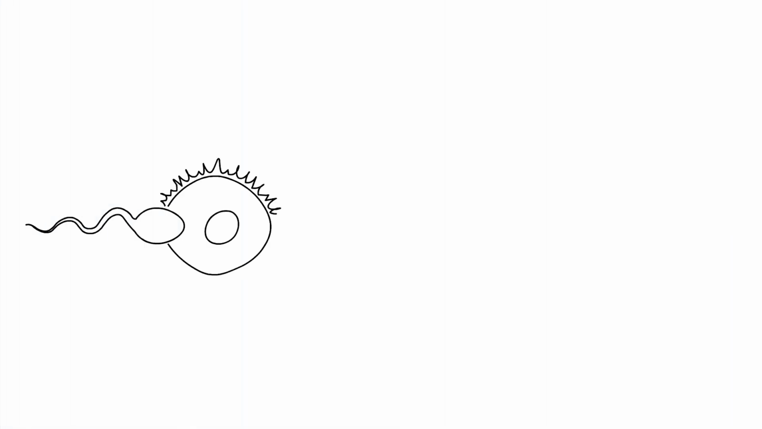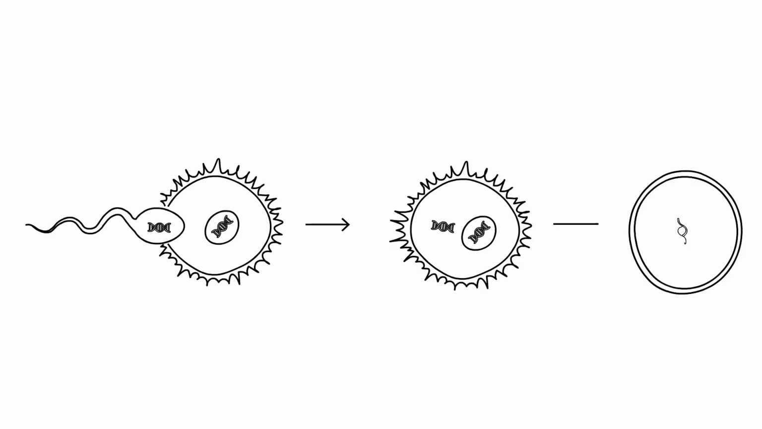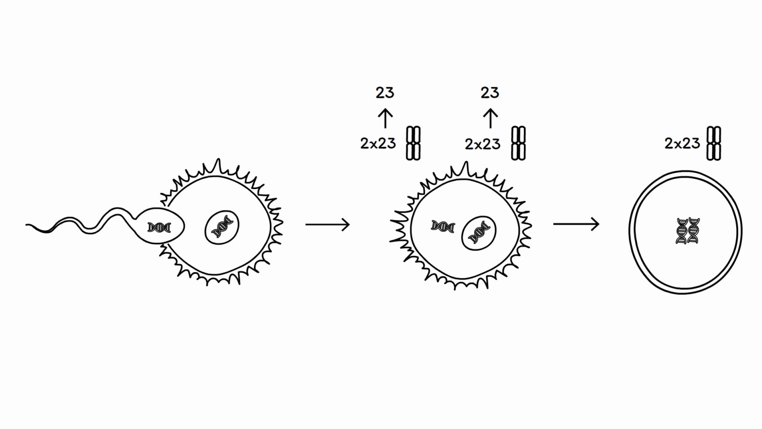When an egg cell and a sperm cell, the gametes, unite to form a zygote, their chromosomes are combined into a single cell. But in order to form a cell with 46 chromosomes, the number of chromosomes in the gametes must be reduced to the haploid state. This occurs through a mechanism called meiosis.